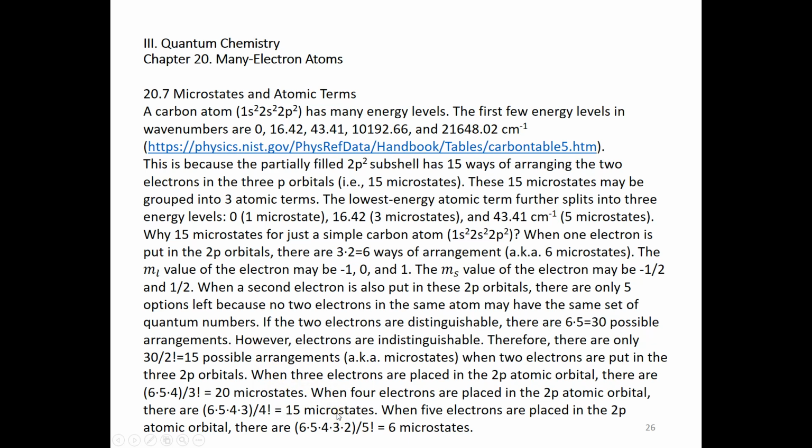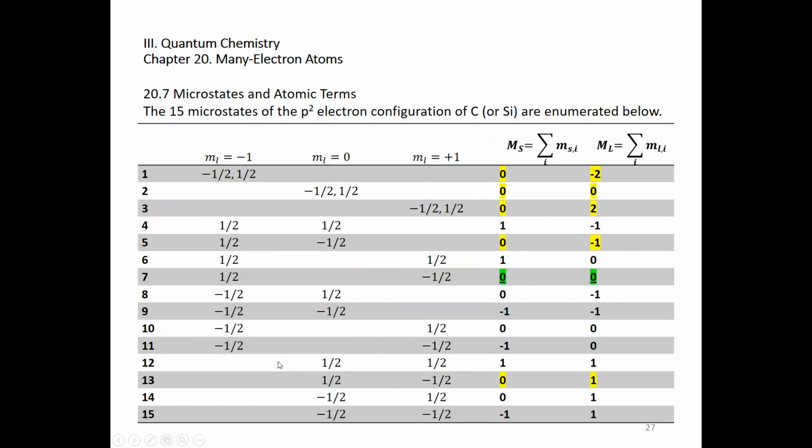That's not a coincidence. It's just because over here when we have 2 electrons, we simply arrange the 2 electrons in the 2p orbitals. Here, when we have 4 electrons, we imagine arranging 2 holes, the opposite of putting electrons, into the p orbitals. Alright, so whether you are arranging 2 electrons or 2 holes in the 2p orbitals, you get 15 possible arrangements.